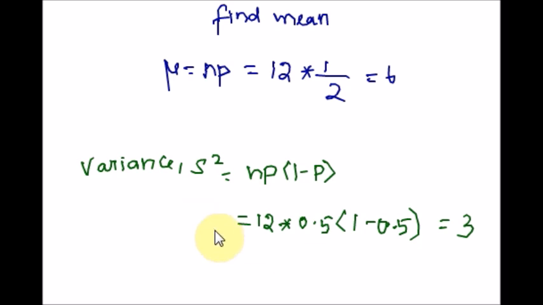Now how will you find the standard deviation? Are you going to apply the same formula again? No need. You can just take the square root of the variance that you got. So when you're asked to find mean, variance and standard deviation, you have to follow the same order.